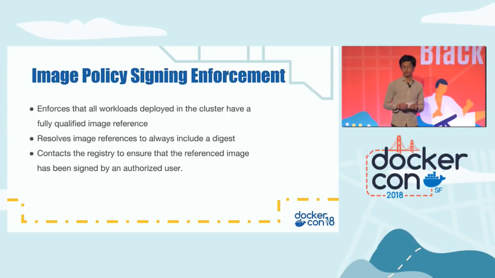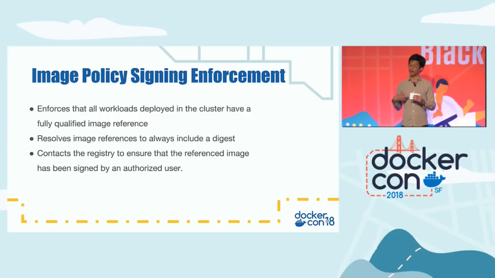The last thing we use admission controls for is image policy signing enforcement. What's going on here is Docker Content Trust is a product in Docker where users or teams can cryptographically sign images. That means that they add a signature, which is a piece of metadata, to an image. And that metadata basically acts as a seal of approval for that image's content.